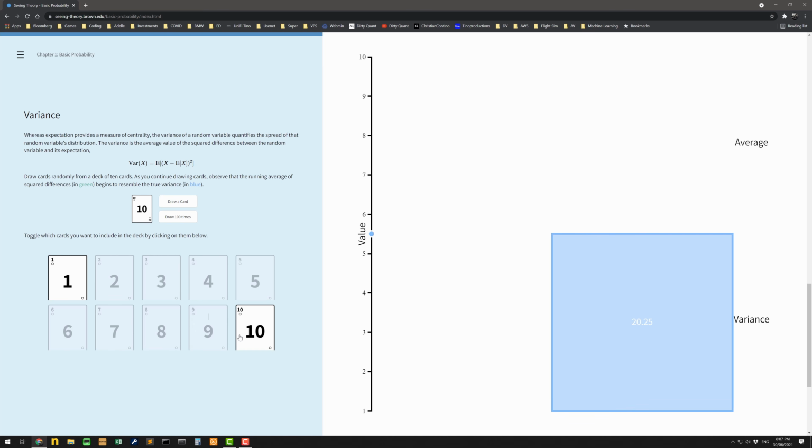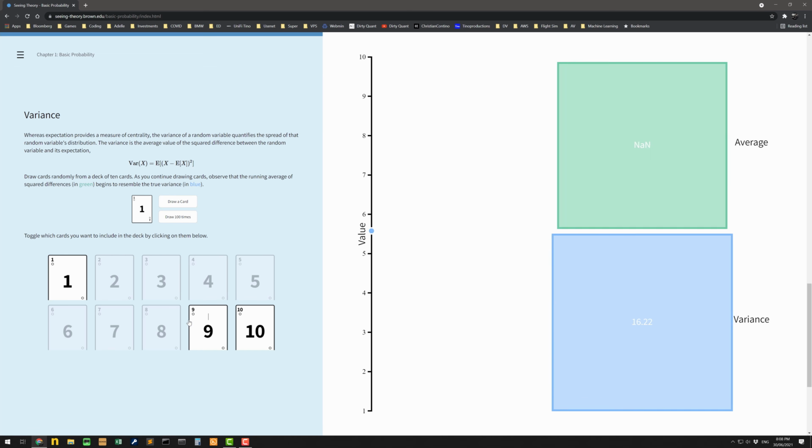Between 1 and 10, you could get either one of those two. The average between 1 and 10, 5, sits here. So let's just draw that. That should be huge. Okay.